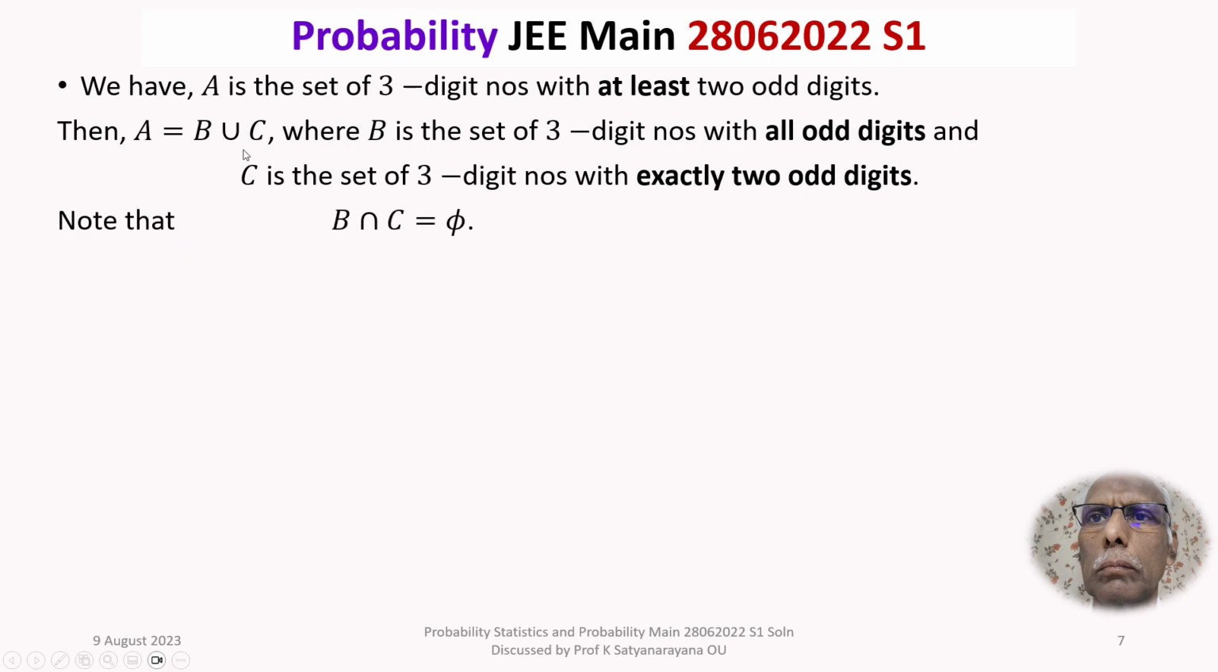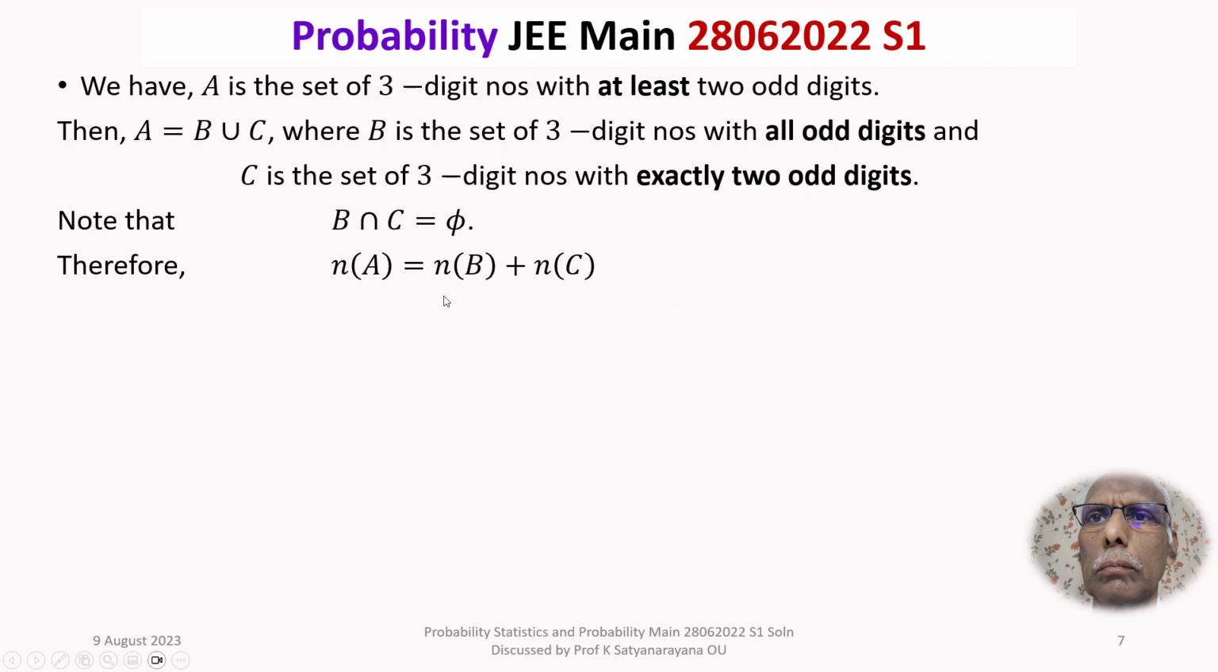Now, note that no element is common between B and C, that is, B and C are disjoint. Then in that case, n of A, the number of elements in A, is equal to n of B plus n of C. Why? There should be minus n of B intersection C also, but B intersection C is empty, and that is why that's not there.